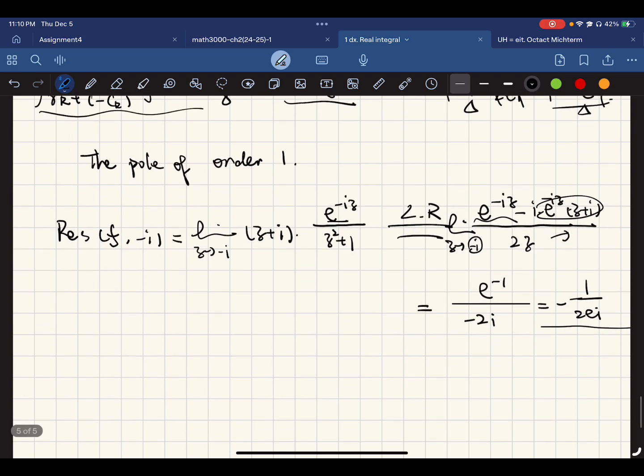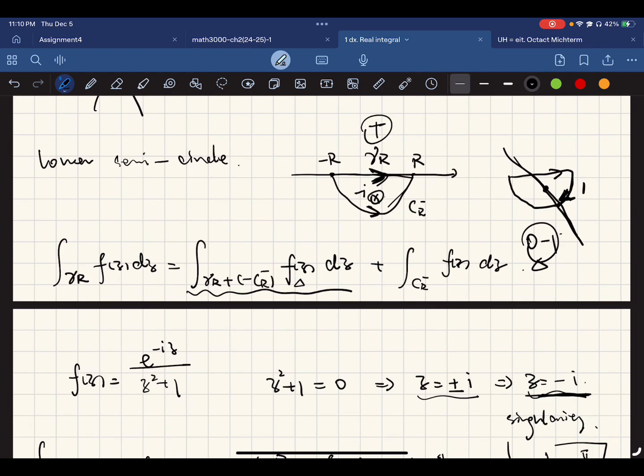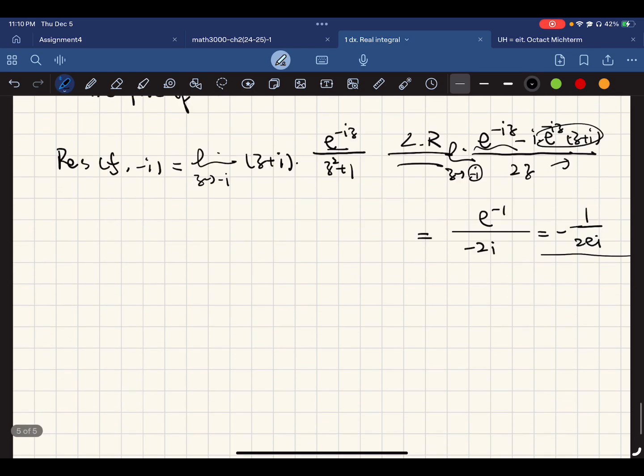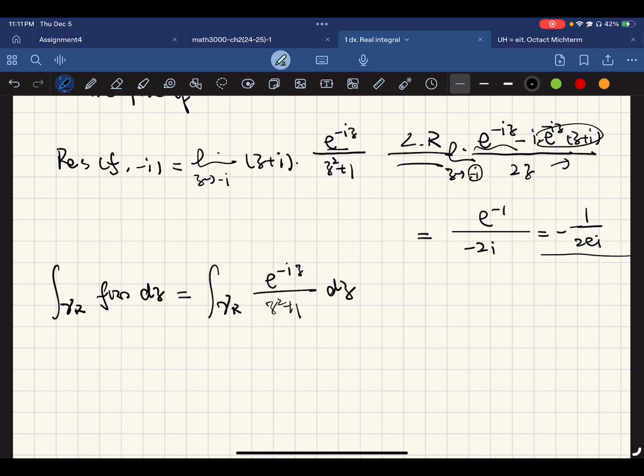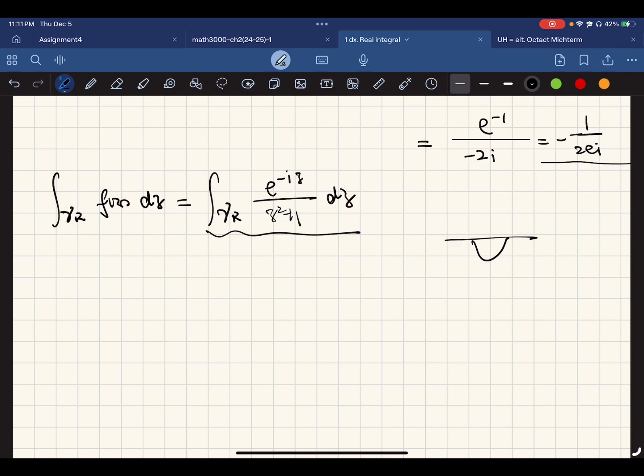Okay, let's check the next part. We have finished half of our job and we still have this remaining, right? And what's this? The integral over gamma r of f(z) dz. Okay, what is f(z)? f(z) is e to the negative iz over z squared plus 1. And we will find that it's not a closed contour, right? So we cannot directly use the residue theorem or Cauchy-Goursat theorem or Cauchy integral formula. We need to find another way.